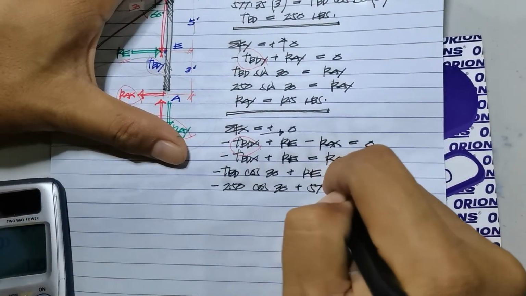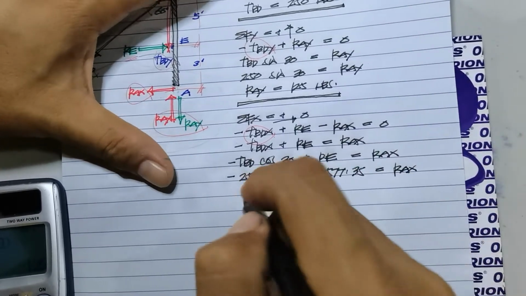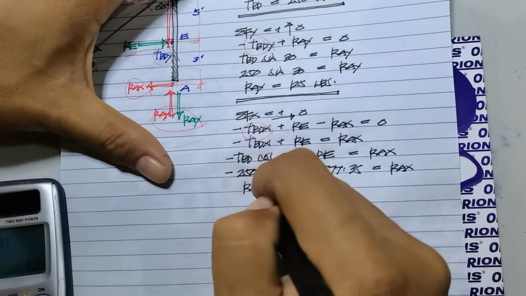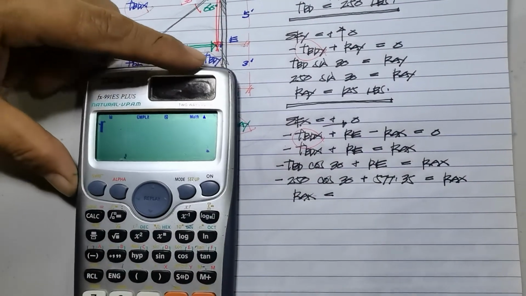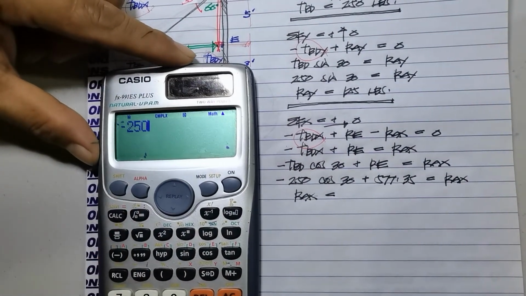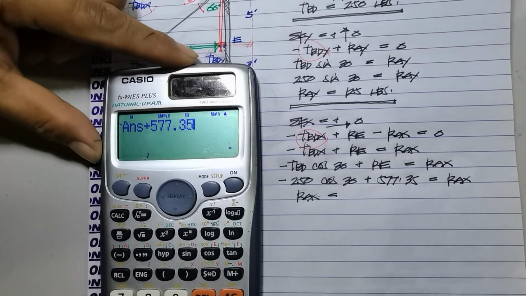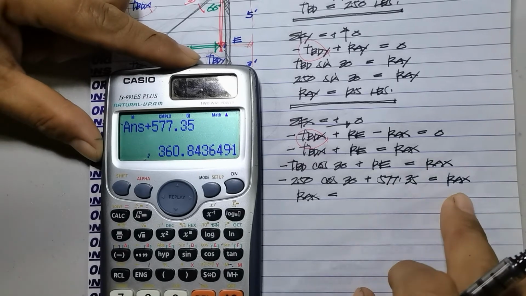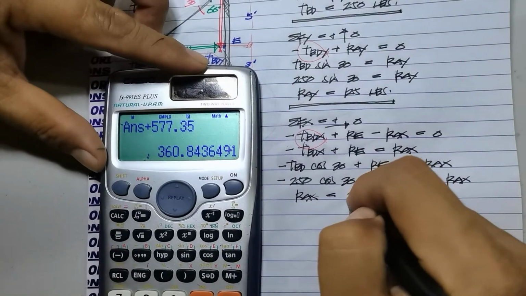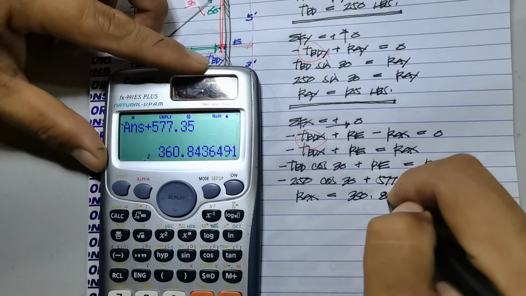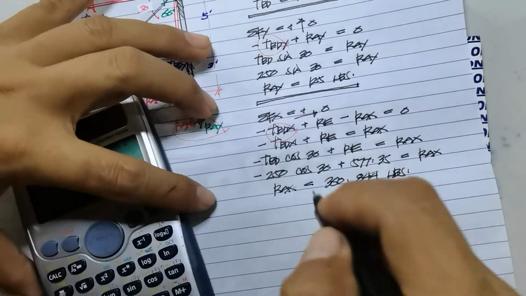So, 577.35 is equivalent to RA of X. So, in this case, RA of X is equivalent to what? Negative 250 cosine 30 plus 577.35. So, ang bali ng RA of X natin is you have 360.844. So, 360.844 pounds or libras. Ayan.